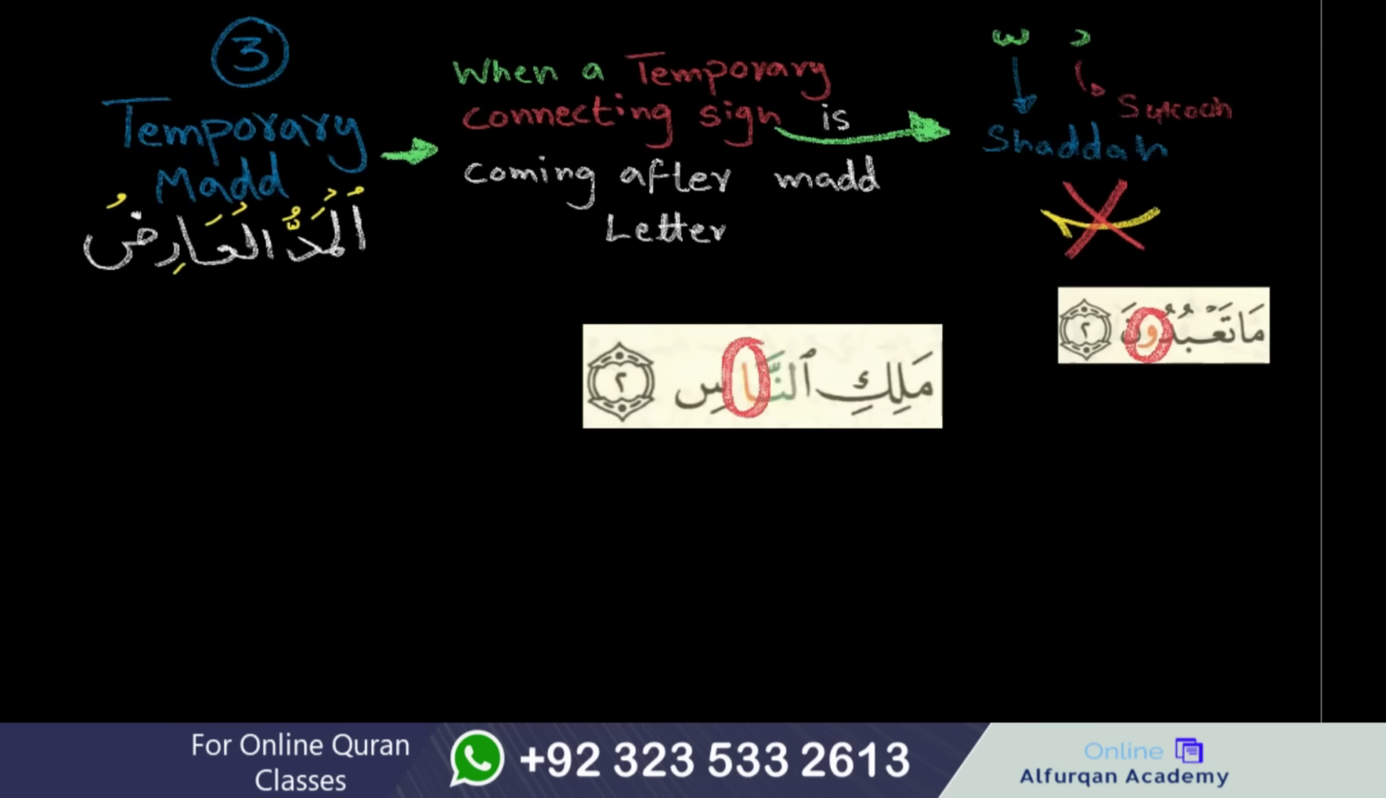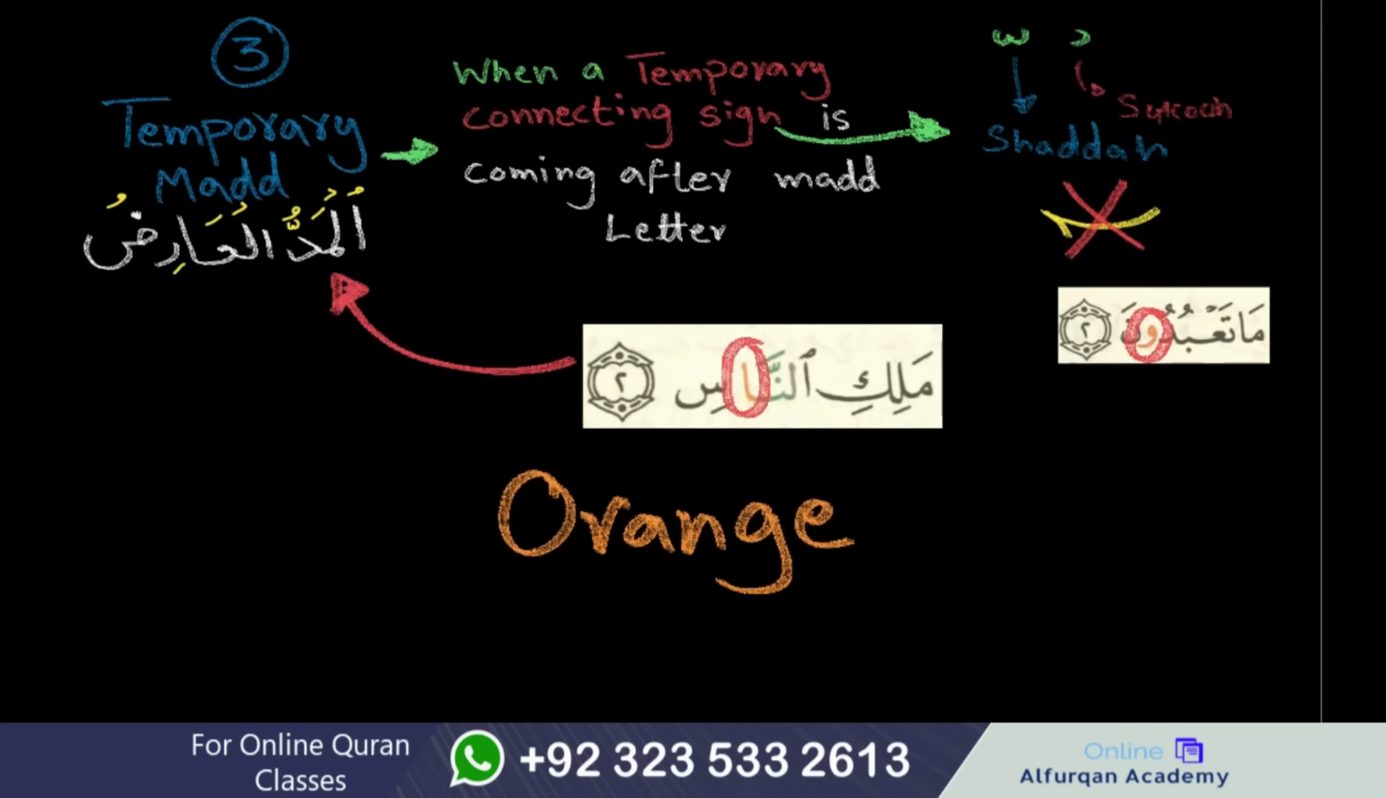And if you are following the color-coded version of the Holy Quran, whenever you see alif, waw and ya appearing in orange color in the last word of the ayah, which means we have to make the sound for 4 counts, and we have to apply there al-maddul aarid, which means we are going to make the sound for 4 counts. I hope you got it.